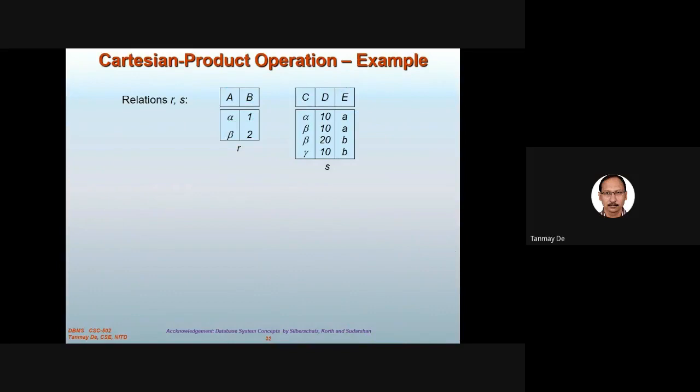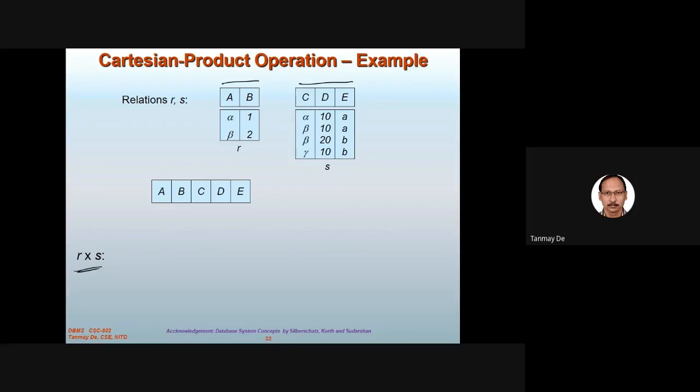So here, R cross S means what are the attributes? The attributes of these two and the attributes of these three. That is the attributes in this Cartesian product. What are the resultant attributes? The combination of both relations, that is A, B from relation R and C, D, E from relation S. Now the question is regarding the content.